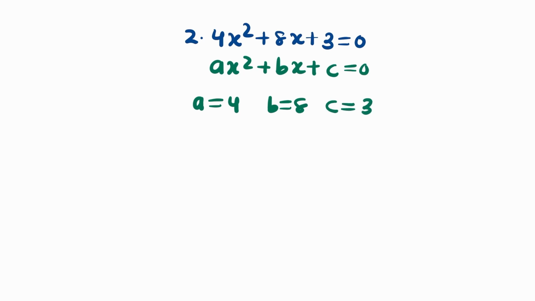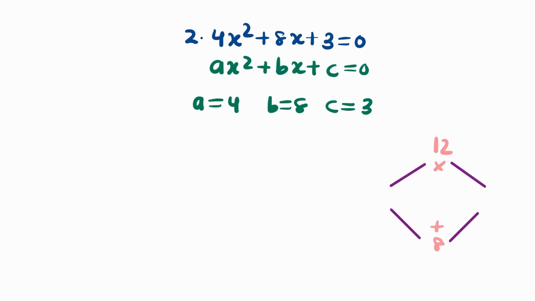Now when the coefficient of x squared is not equal to 1, when a is not equal to 1, what should we do? We should multiply the a and c values together. What is the a value here? 4. Multiplied by the c value, which is 3. 4 multiplied by 3 is equal to 12. After that, we should think of two numbers that would multiply to get 12 and would add up to get the b value. What is the b value here? It is 8.